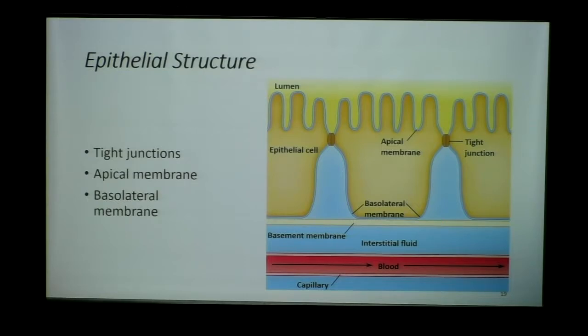And then the final side or domain of the cell is the basolateral membrane. This is the membrane that sits right on top of the basement membrane, which sits right on top of the vasculature. The basolateral membrane is pretty much the bottom of the cell or the base of the cell. This is where the cell goes up from. So we have a lot of mitotic activity at the base of the cell.